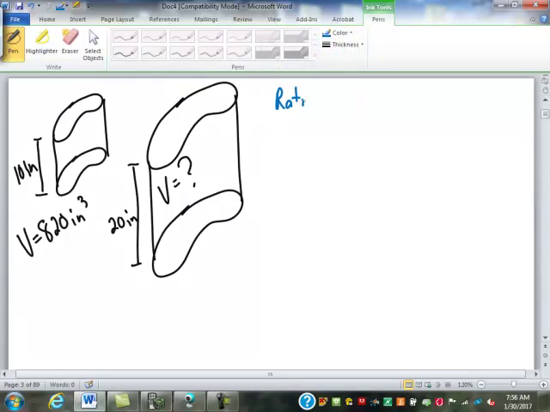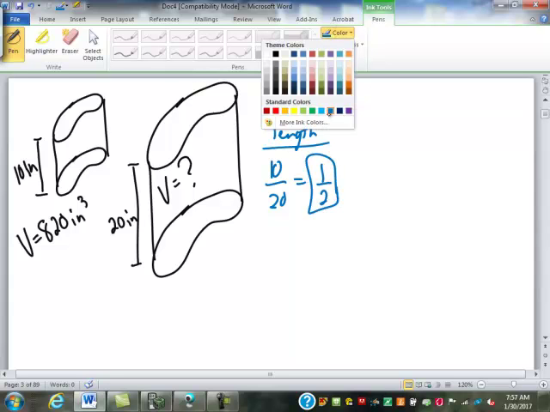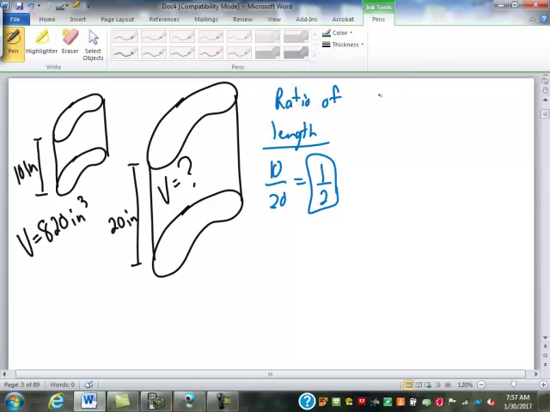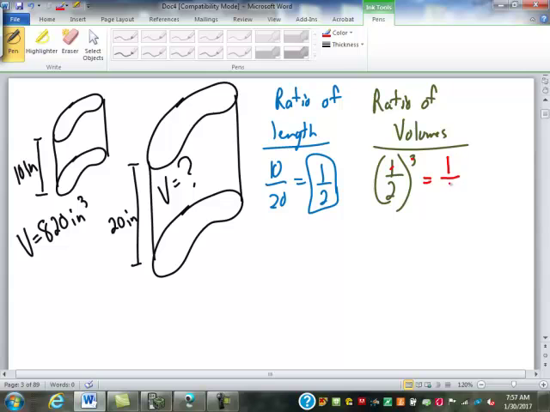So looking at these figures, my ratio of lengths is what? 1 to 2. It's 10 to 20, which reduces to a 1 to 2 ratio. Now I'm not looking at areas anymore. I have volumes. What do you have to do? Cube it. So 1 cubed is 1. What's 2 cubed? 8. Very good. So the ratio of volumes is 1 to 8.